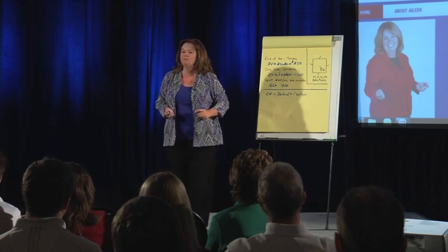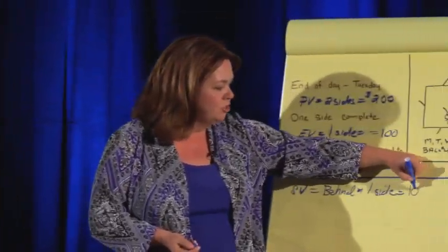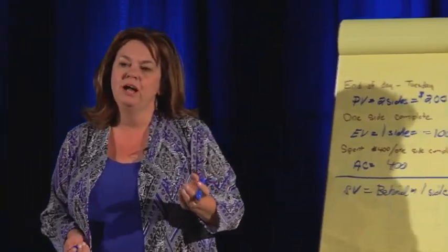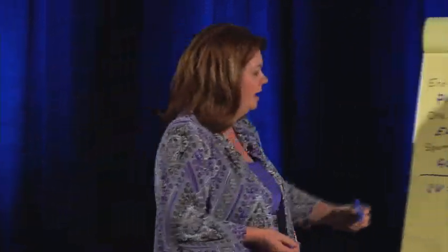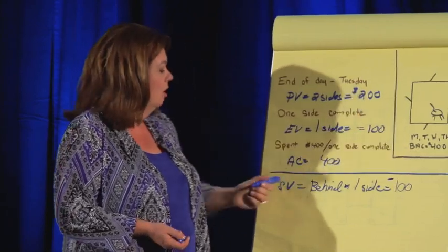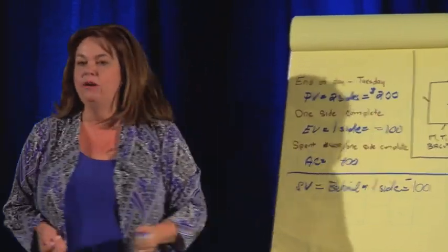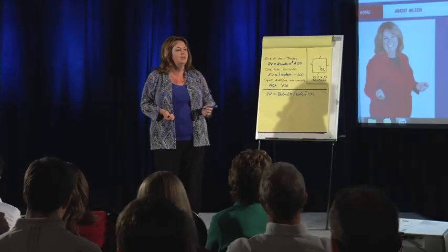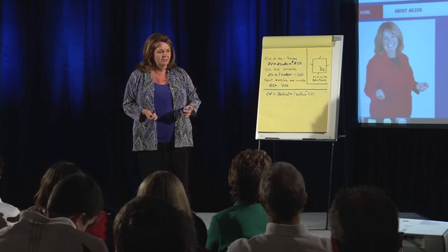Okay, so great, it'd be $100. Now here's the tricky question. Would you make that $100 a positive number or a negative number? Negative. We'd make it a negative number because being behind is bad. Our schedule variance is a negative $100. You just got another exam question right.